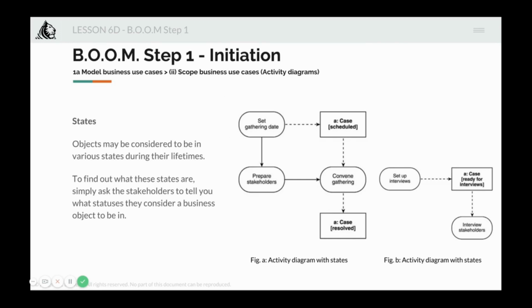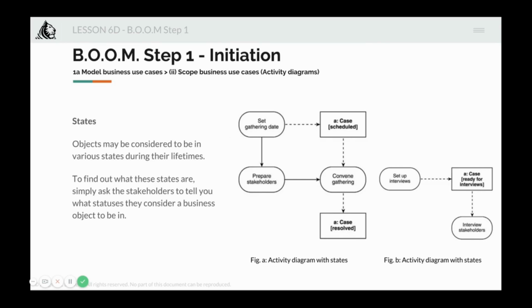For example, just look at the figure A. So figure A indicates that the set gathering date activity causes a case to move into the scheduled state, right? So essentially when this use case, that is set gathering date, is activated, this activity happens, it causes the state of the case, let's imagine a document or a file, to be scheduled. The state of this case is scheduled now. Okay. This is followed by the convene gathering activity. You can see that set gathering date going to prepare stakeholders, going to convene gathering.